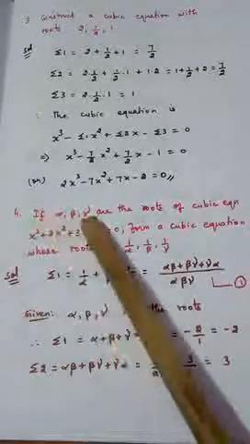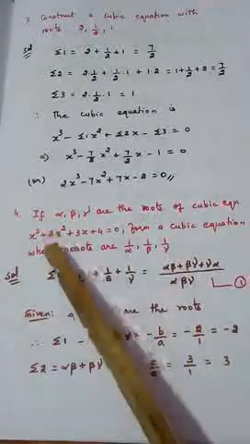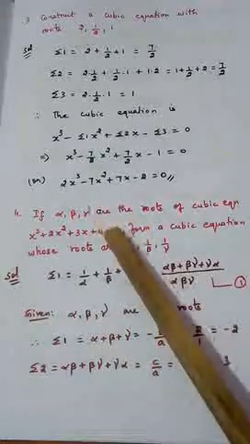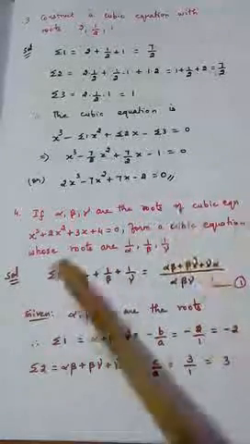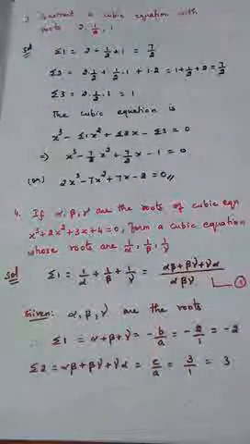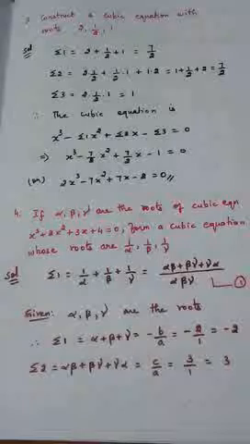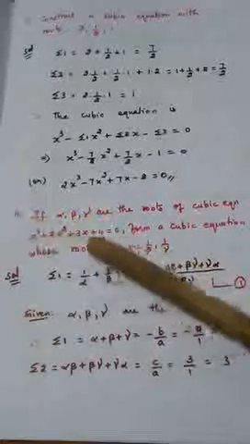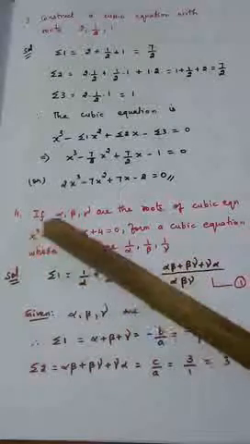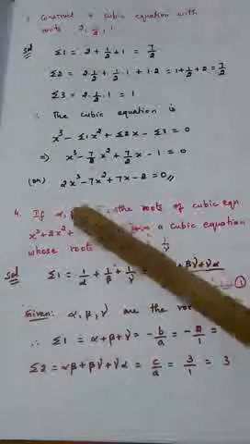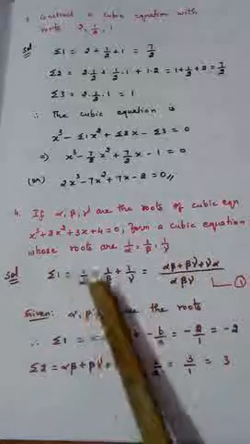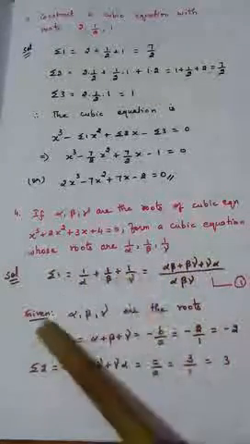If alpha, beta, gamma are the roots of cubic equation, one equation was given to us. If alpha, beta, gamma are the roots of this equation, form a cubic equation whose roots are 1 by alpha, 1 by beta, 1 by gamma. Again, just try to understand, this is a cubic equation. This equation has 3 roots because cubic equation. Now what are the 3 roots?